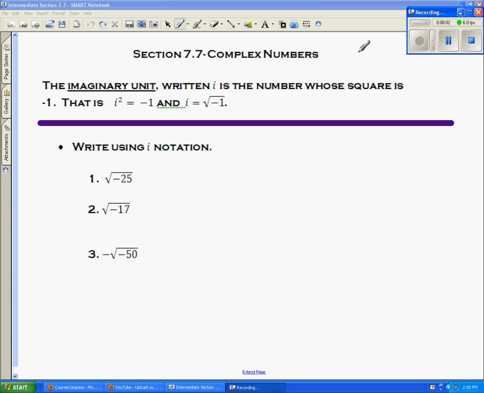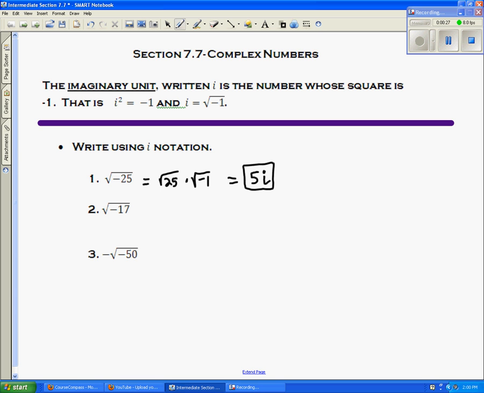In section 7.7 we're looking at complex numbers, and we're mostly going to focus on the two properties right here. i squared equals -1 and i equals the square root of -1. So when I rewrite number 1, I want to write it as the square root of 25 times the square root of -1. I want to factor that -1 out each time. So the square root of 25 is 5. Square root of -1 is our i.